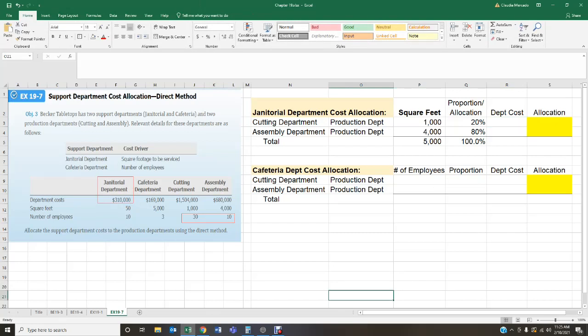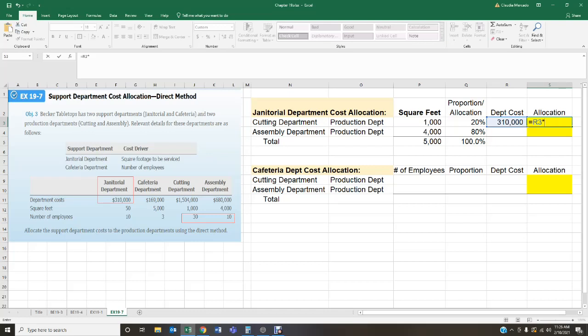That is what I am splitting into my two production departments. I'm splitting that $310,000 cost into those two departments. So the cost that I'm splitting is $310,000. Once we've identified that, for my allocation, I'm going to get my department cost, which is $310,000, and multiply it by my allocation percentage.